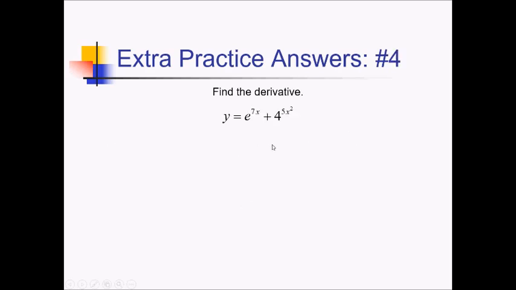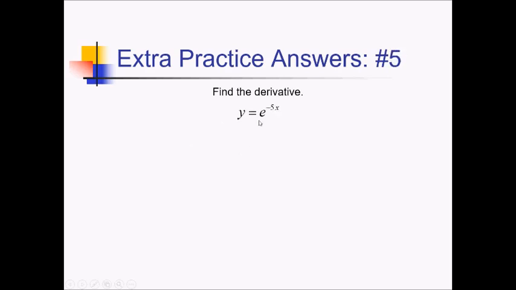On this problem, I'm going to have to use a couple chain rules. So for this first term, e to the 7x, derivative of that, we're doing e to the something. So the derivative of e to the something is e to the something, e to the 7x. But now we have to multiply by the derivative of 7x, which is 7. For this next one, the outer rule is 4 to the something. Derivative of that is going to be 4 to the something times ln of 4. But now I have to multiply by the derivative of the something, the derivative of 5x squared, which is 10x.